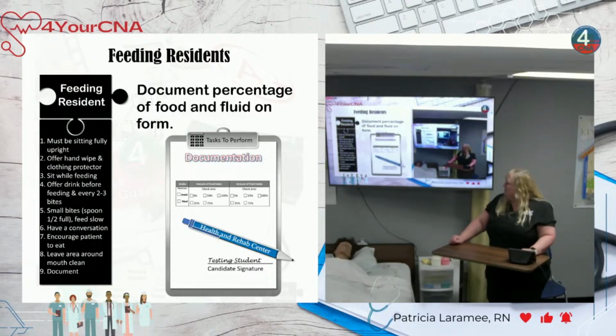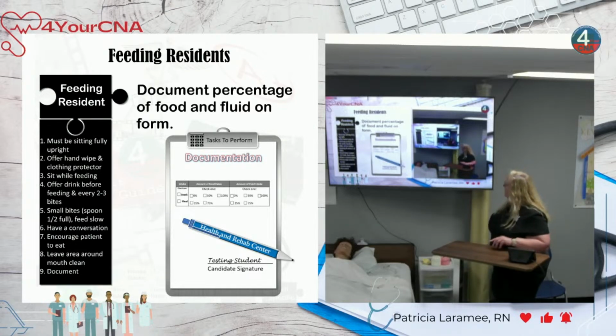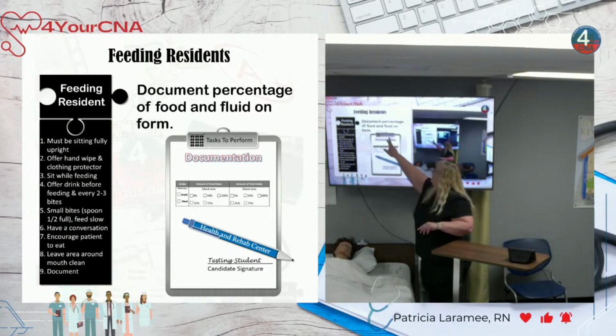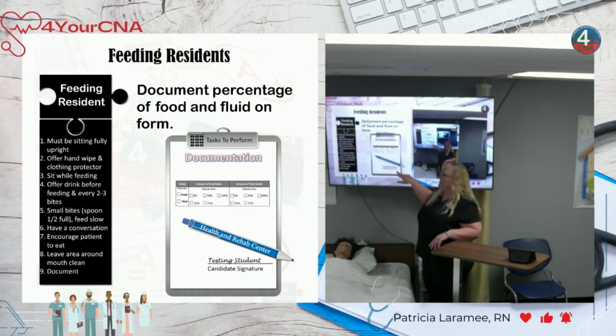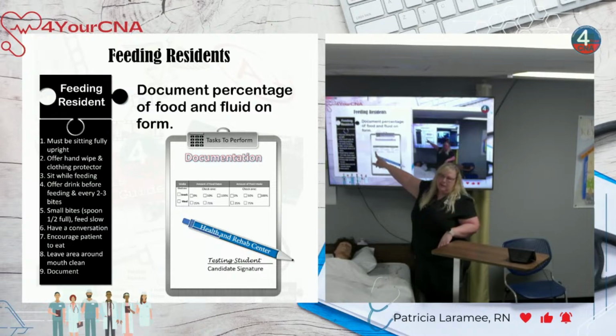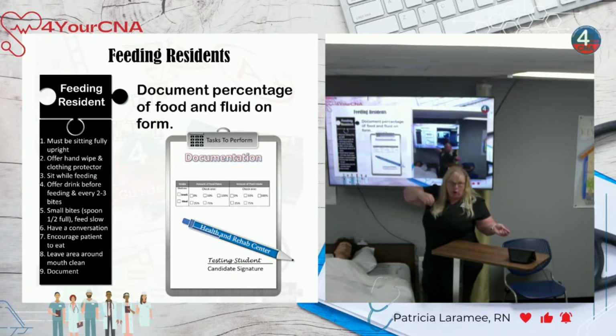When it comes to documentation, this is the documentation we're going to use. Again, this is on page 169 of your book. It's going to ask us, are we feeding them a snack or a meal? What does our care plan say? Snack, that you only gave them 4 half spoonfuls.